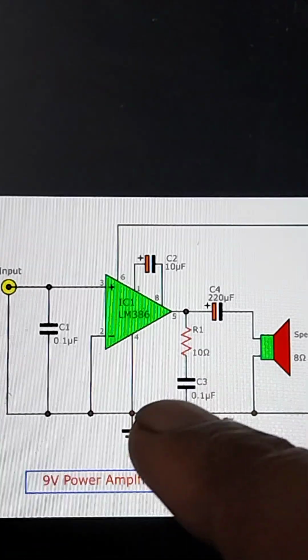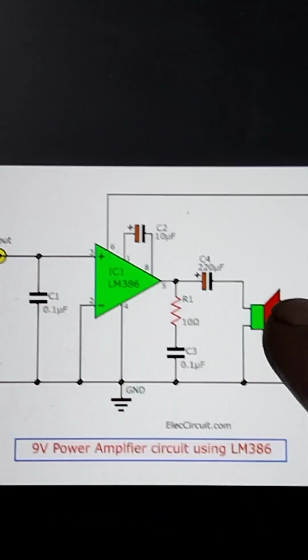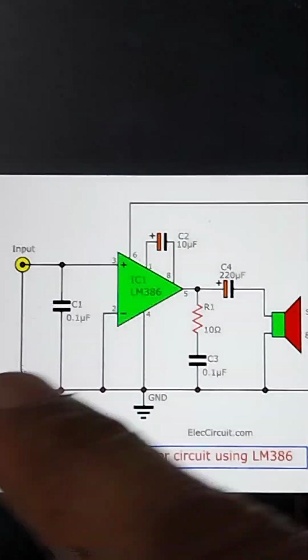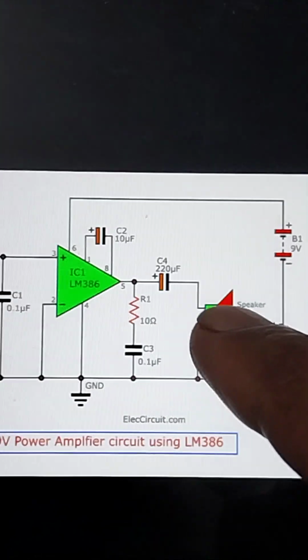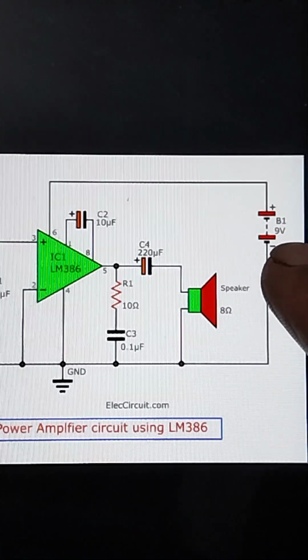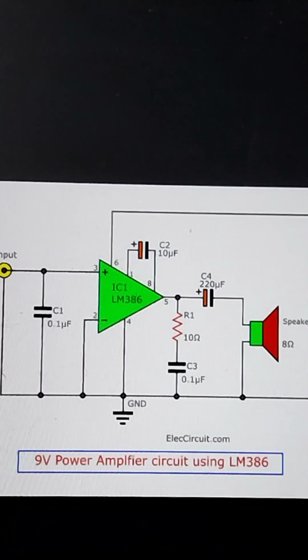Here is an amplification circuit. This is a speaker which needs amplification of a small signal. Here is the signal input, and this needs this external power supply. This is a 9-volt source for amplification.